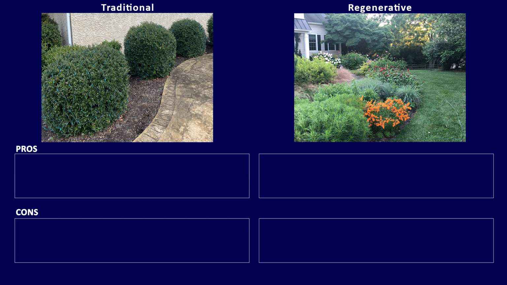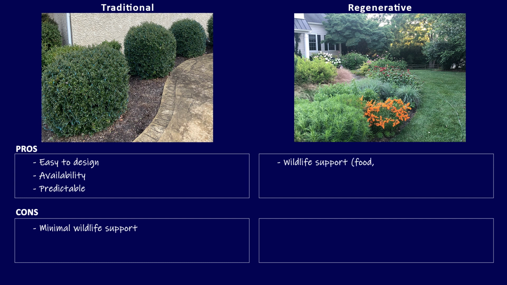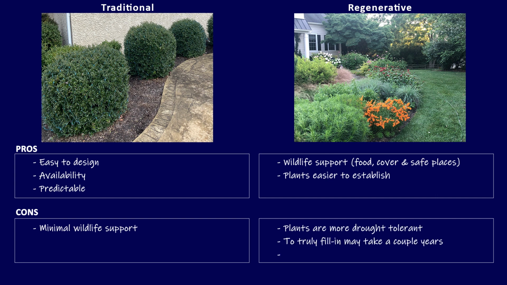For traditional landscapes, the repeated use of non-native shrubs that are similar in size with an abundant inventory make landscape designs easy to complete with predictable outcomes. Unfortunately, these landscapes support minimal wildlife due to the lack of hiding places and food sources. On the other hand, the regenerative landscaping approach builds on the benefits of plants. Key points include providing a food source, shelter, and places for wildlife to raise their young. The downside is these landscapes take several years to completely cover the ground.